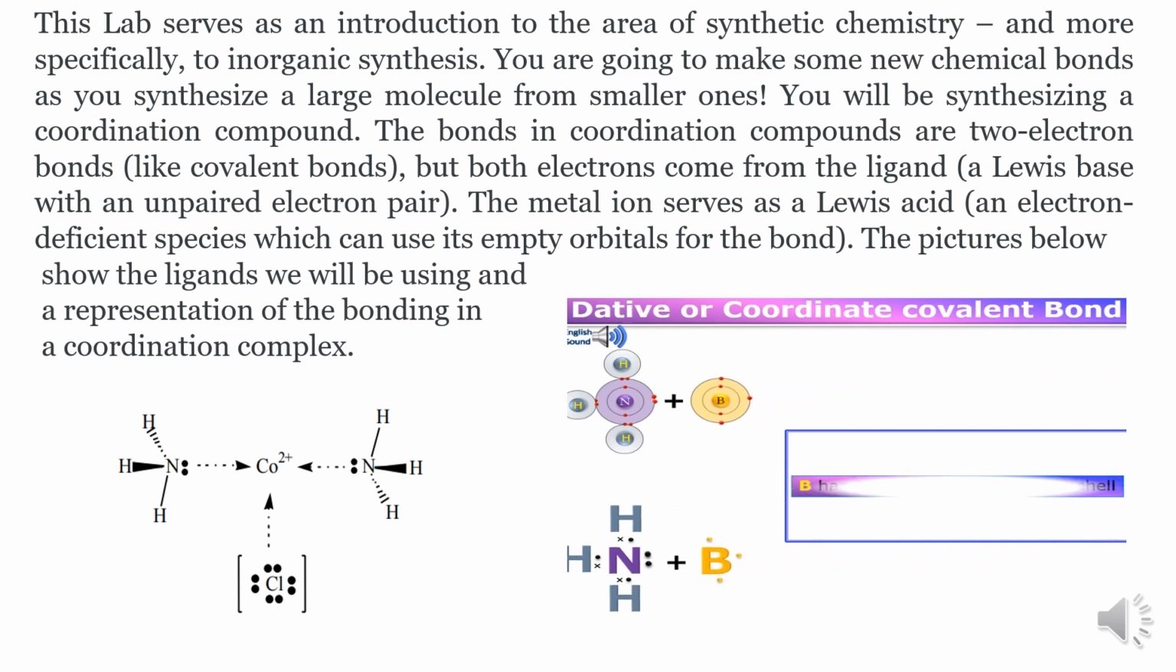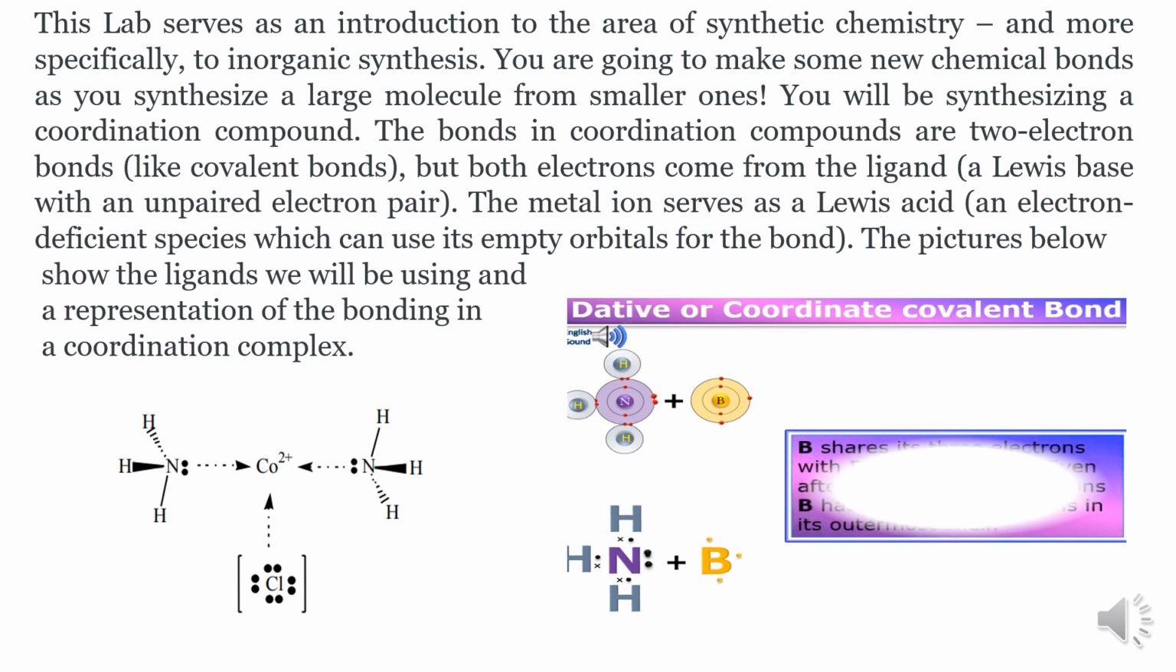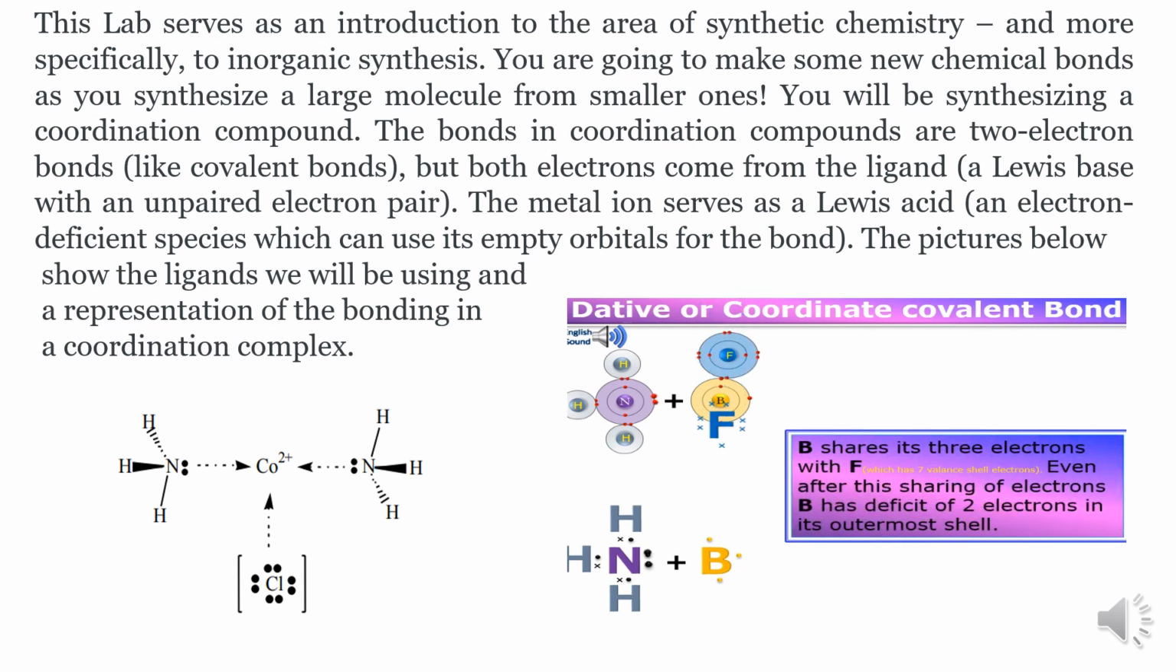Boron has 3 electrons in its valence shell. Boron shares its 3 electrons with fluorine, which has 7 valence shell electrons. Even after this sharing of electrons, boron has a deficit of 2 electrons in its outermost shell.